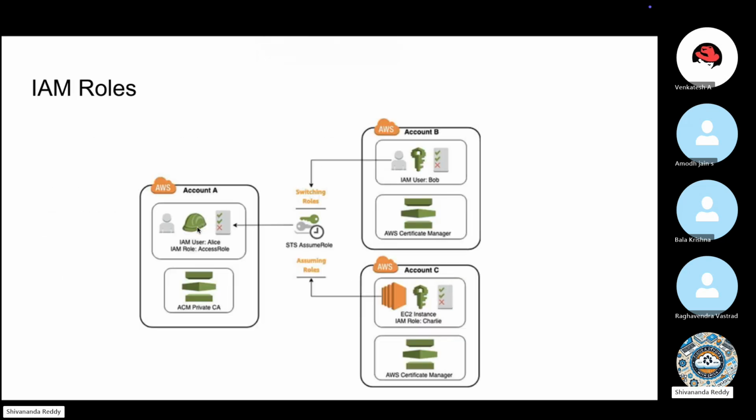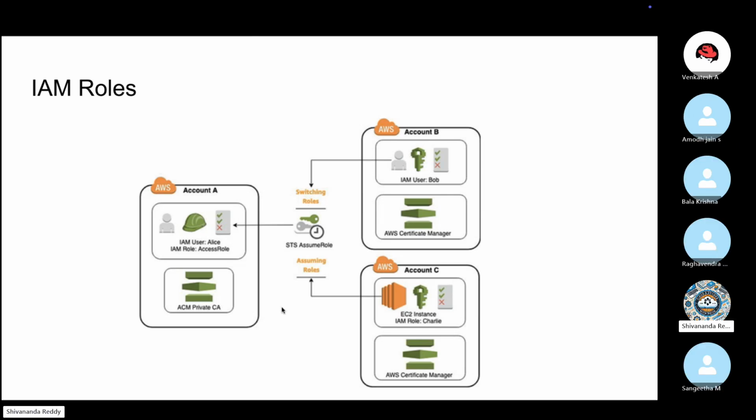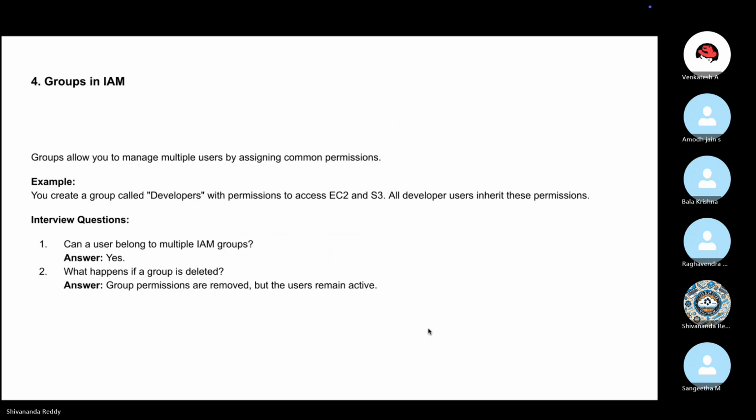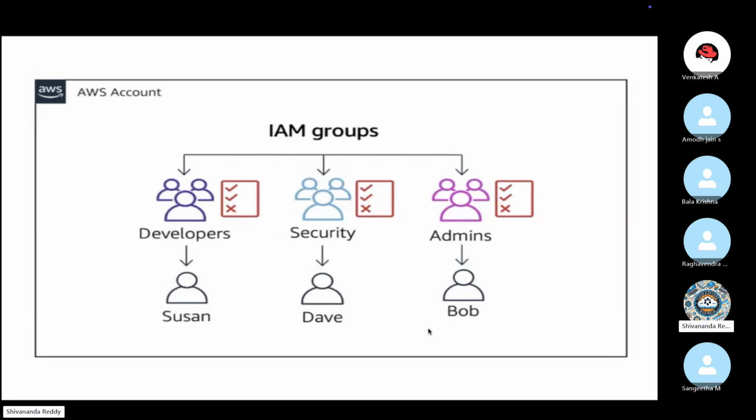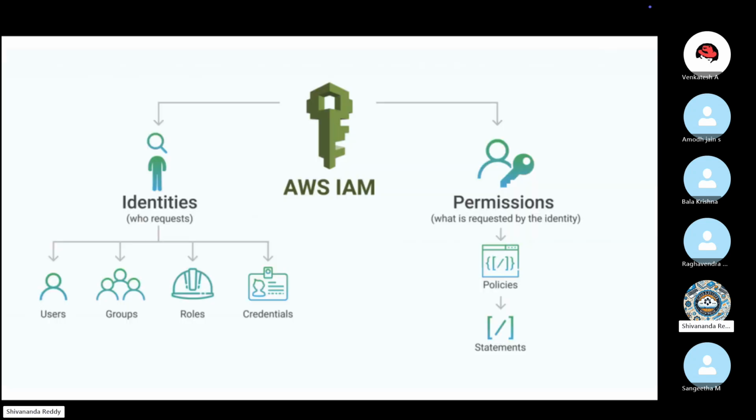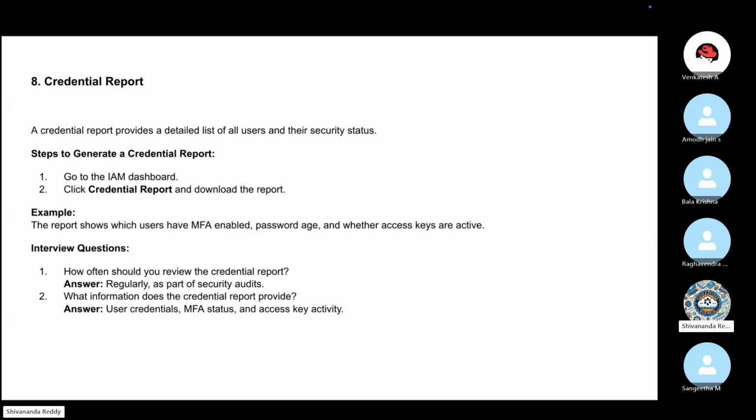Like this, account A wants to switch roles to account B, or assume the role. STS assume role we added, right? STS permission. Using that only we are accessing the things. And groups we discussed last class. These are the groups. Delegating the permissions we know. Policy also we know. Then account settings also we discussed.